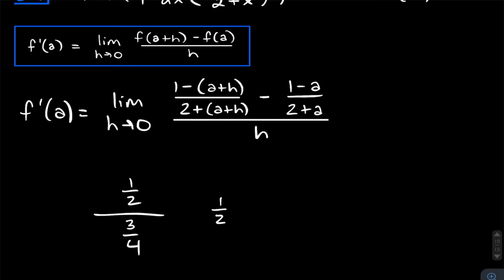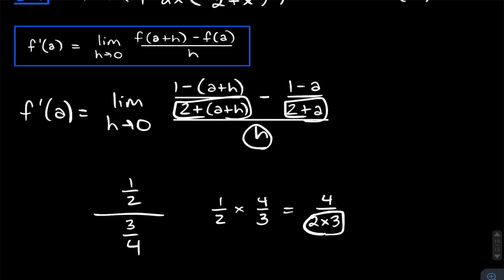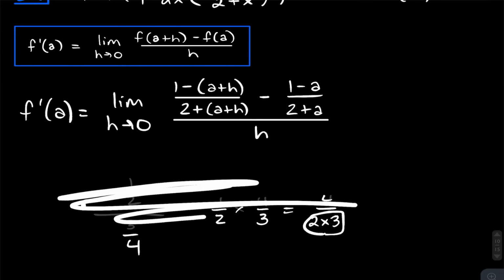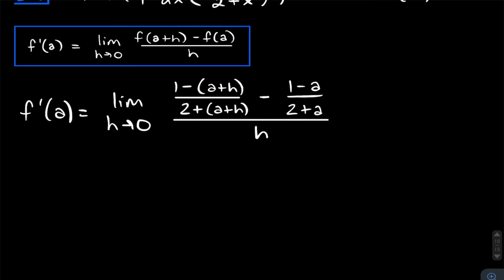This is the same thing as 1/2 times 4/3, right? And so now you see it's the same thing as having that 2 times 3 in the denominator, right? So we can multiply that h on the denominators here, and then we can get rid of the big fraction. Okay, so that's what I was trying to get across.